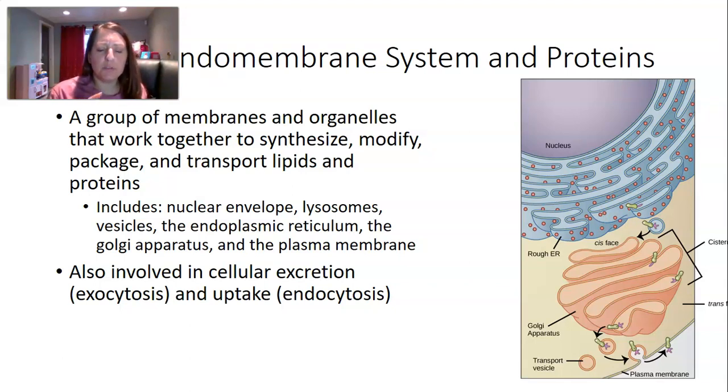Pretty neat. So again, it's a group of membranes and organelles that work together to synthesize, modify, package, and transport things like lipids and proteins. Included in this endomembrane system is the nuclear envelope, lysosomes, vesicles, the endoplasmic reticulum, which we call ER for short, the Golgi apparatus, and the plasma membrane. The endomembrane system is involved in taking stuff into the cell, which is called endocytosis, as well as getting stuff out of the cell, excretion or exocytosis. The endomembrane system plays a key role in that.